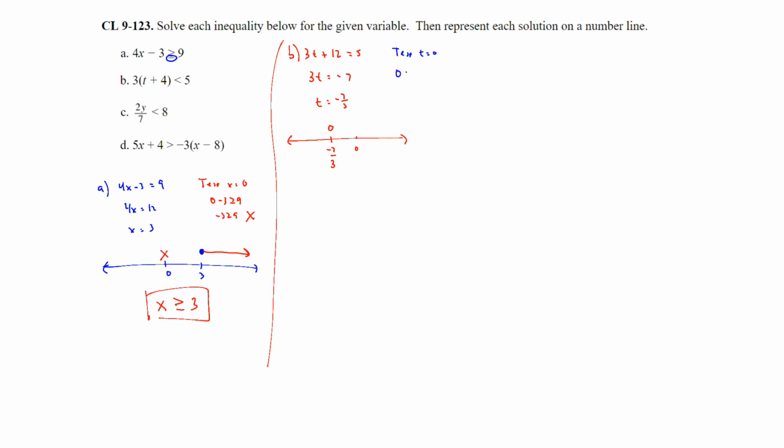And that would be 0 plus 12 is, well, let me go back. Make sure I'm accurate here. Let's go back to the beginning. 3 times 0 plus 4 is less than 5, and that would be 3 times 4 is 12. So is 12 less than 5? No. So that is not a solution. So we only want the values going the other way, which means we want all t values that are less than negative 7 thirds.